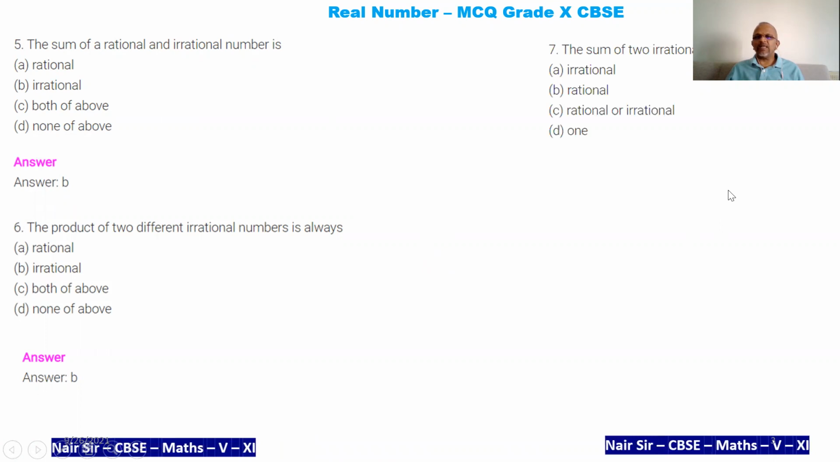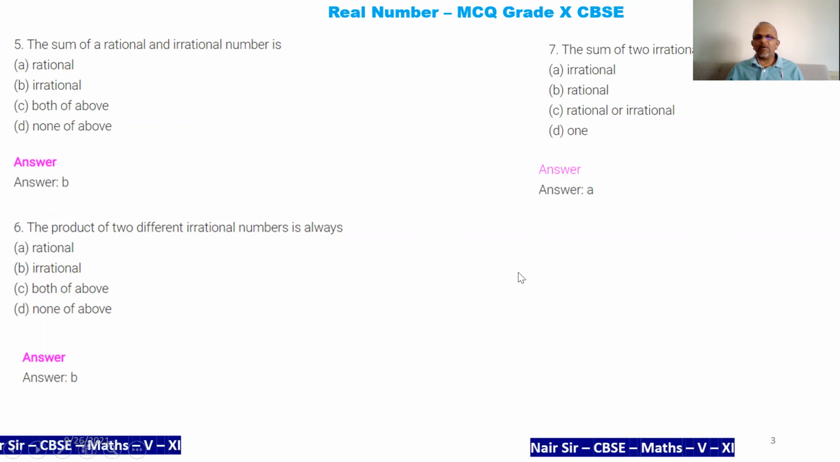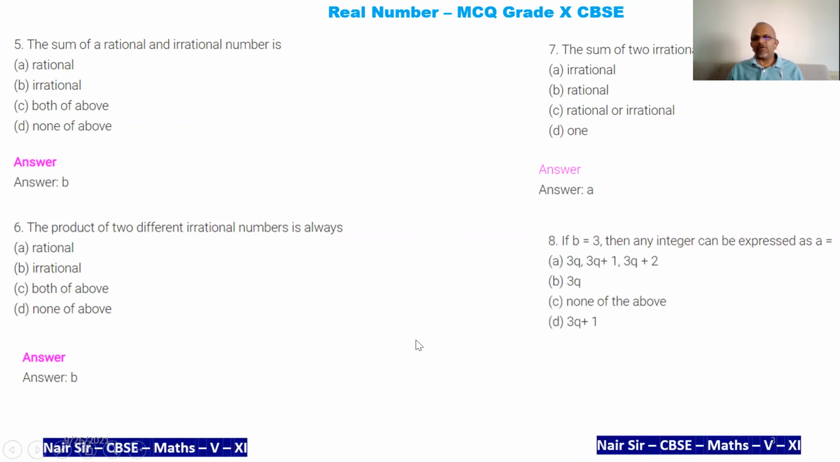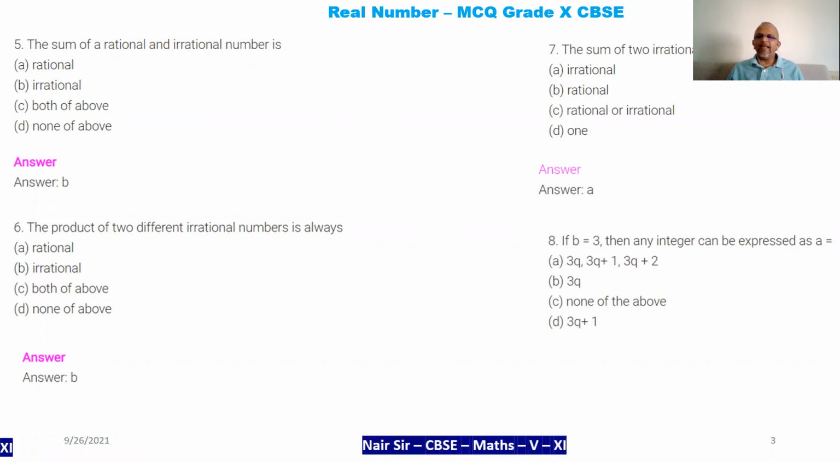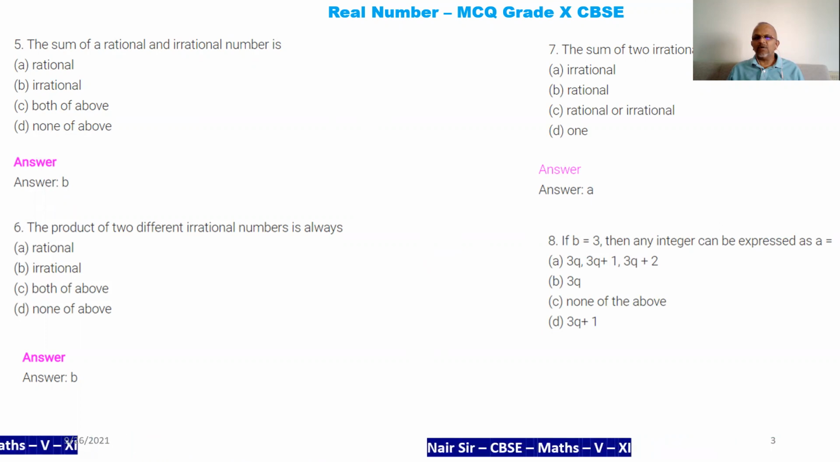Next question. The sum of two rational numbers is always an irrational number. No big deal about that. These are all simple questions which may come. If B is equal to 3, then any integer can be expressed as A is equal to.